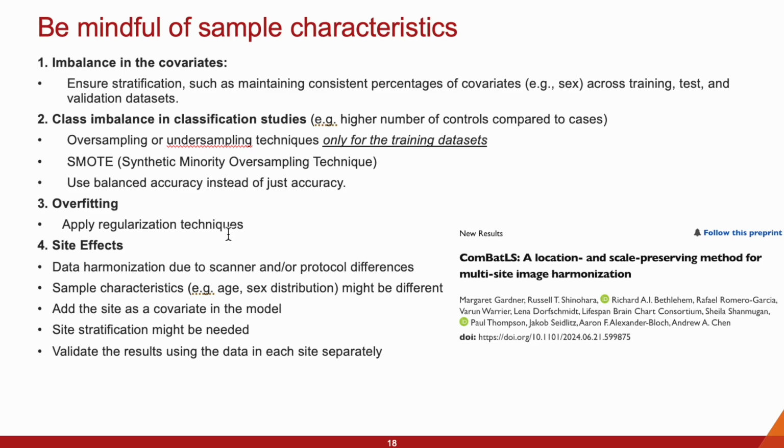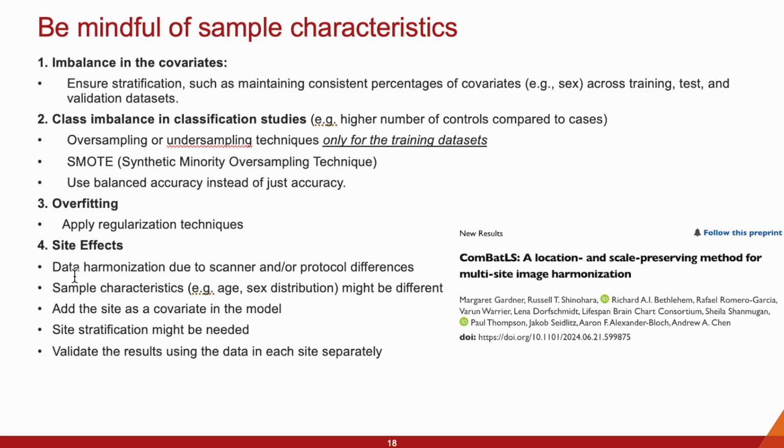Finally, site effects refer to the variability that can arise from different data collection sites or protocols. This is especially relevant in multiple site studies, where different scanners, protocols, or sample characteristics can introduce unwanted variability. For example, in one site there might be more older people than in another site, or in one site there might be more female subjects than other sites.